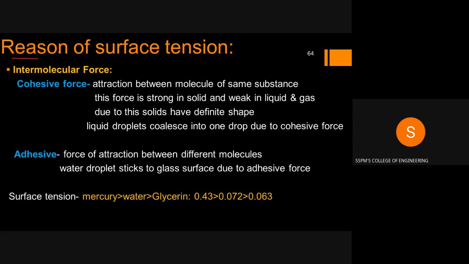Now, what are the reasons for the surface tension? Intermolecular force. So the first one is the cohesive force. So what is a cohesive force? Attraction between the molecules of the same substance. If there is attraction between the molecules of the same substance, that force is called a cohesive force. This force is strong in the solid and weak in the liquid and the gases. So due to this force, solids have a definite shape.